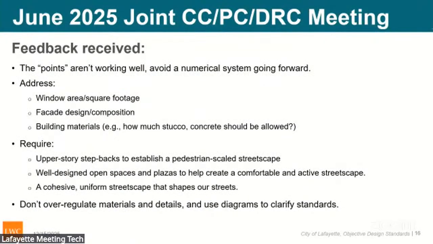We came here to speak with you in June, along with the council and the DRC, and we heard a lot of good feedback. We've jotted them down on the slide here. We heard that the points aren't really working well. We had heard some good hints about what to address and what you all would like to see required in the standards. We heard that we don't want to overregulate too much. Perhaps the most impactful piece of direction that we came out of that meeting with is that you requested that we work with a subcommittee, a subgroup, working group of the DRC.